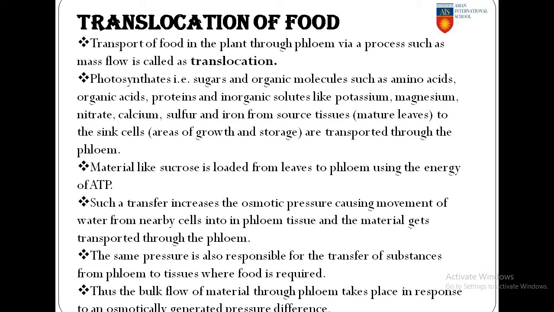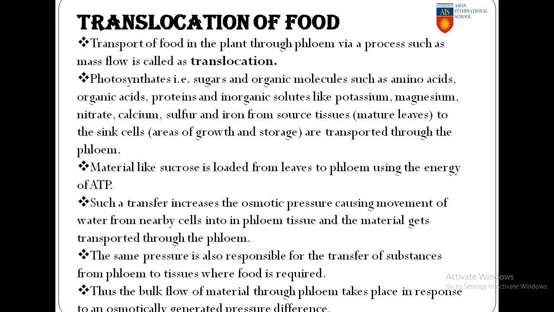Now, translocation of food. As I told you, who helps in translocation of food? Phloem. So, who helps in ascent of sap? Now, what do you mean by ascent of sap? The upward movement of water. Okay. So, for the translocation of food, phloem tissue is responsible. For the ascent of sap, xylem tissue is responsible.